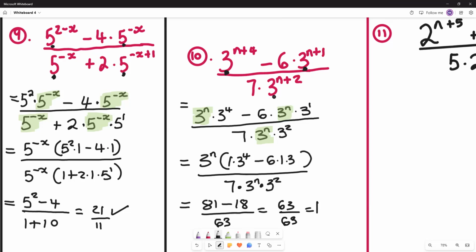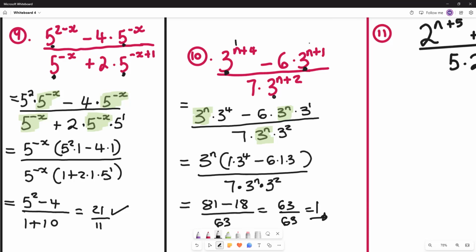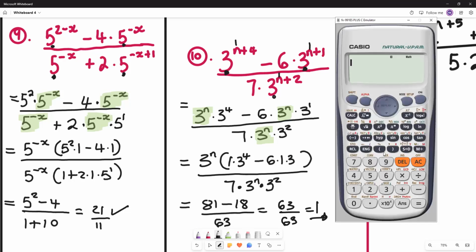I want us to test, so that I remind you how to test. Remember, I said you replace all the n's with a 1, and then you type on your calculator, right? So what do you have? Here you're going to have 3 to the power of 5 minus 6 times 3 to the power of 2 all over 7 multiplied by 3 to the power of 3. Let's see what is the answer. The answer is 1. Then you know you're fine.